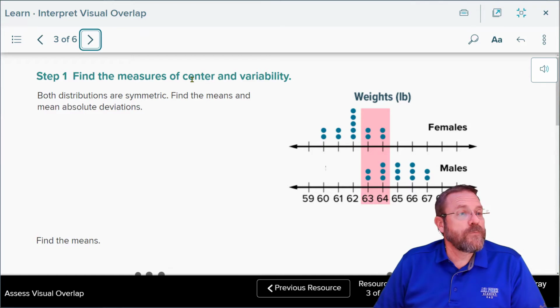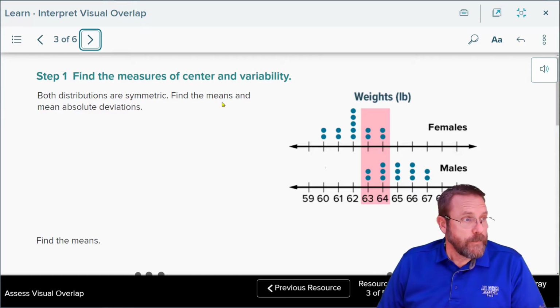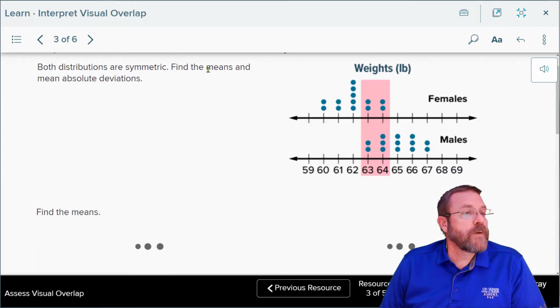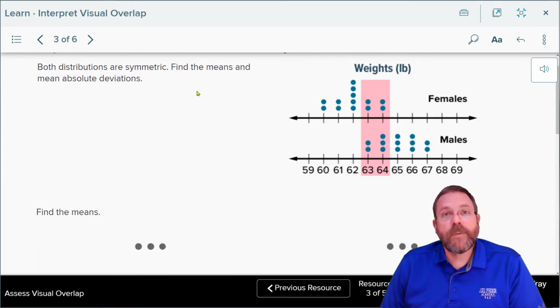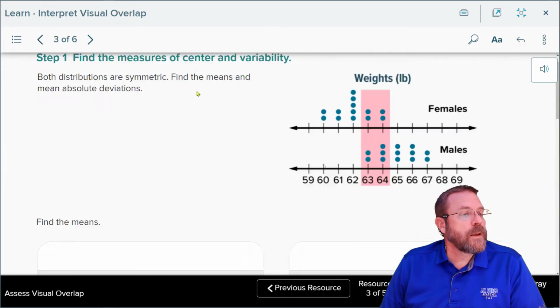First thing you're going to do is find the center of variability. So both distributions are going to be symmetric. Since they're symmetric, that means the mean is going to be the center point. So since we have the center point, now we're going to find the means and we're going to find the mean absolute deviation. So let's get everything loaded here. And now we have that.